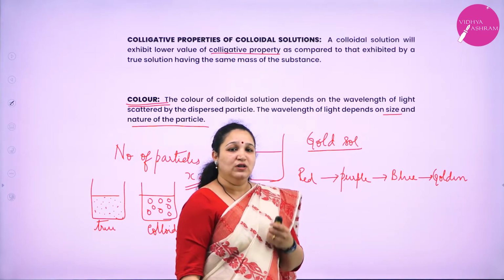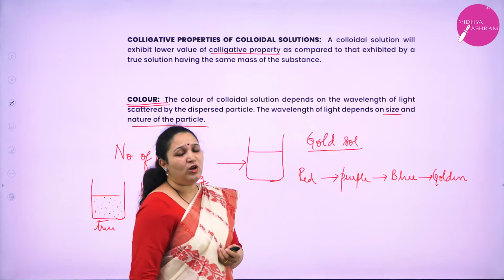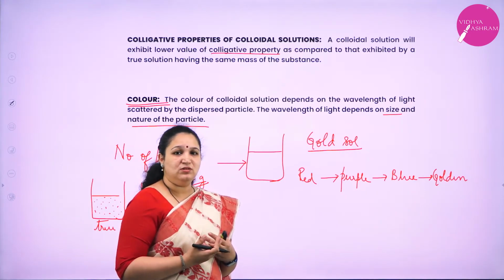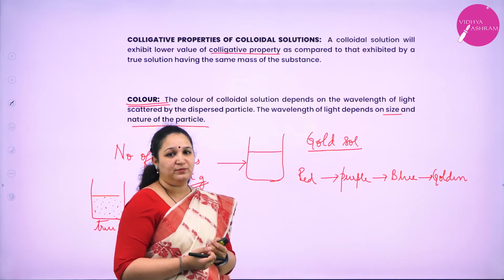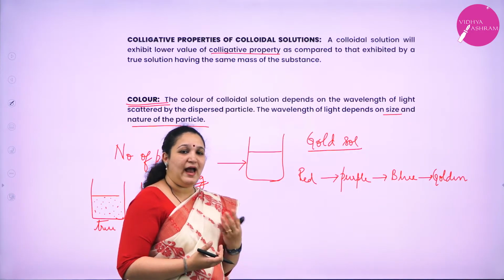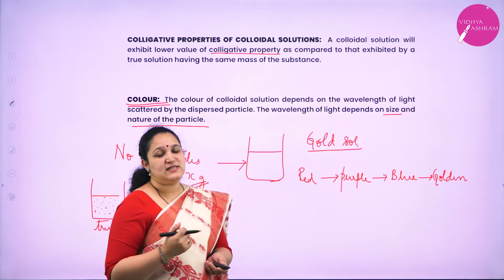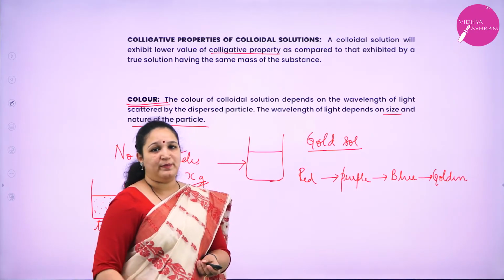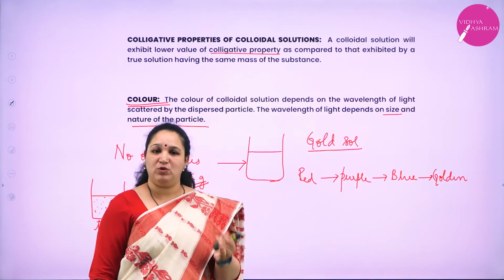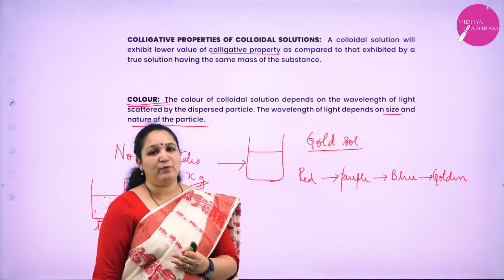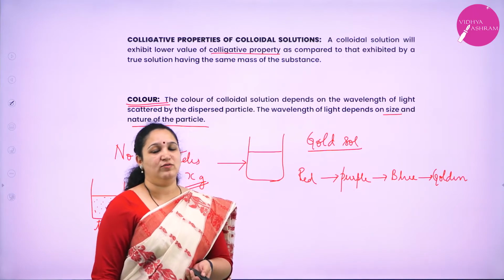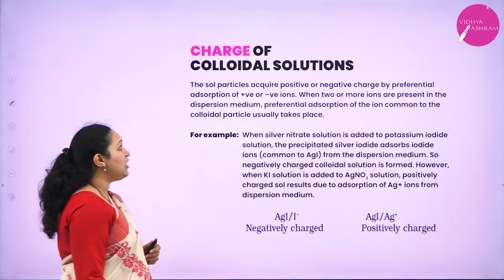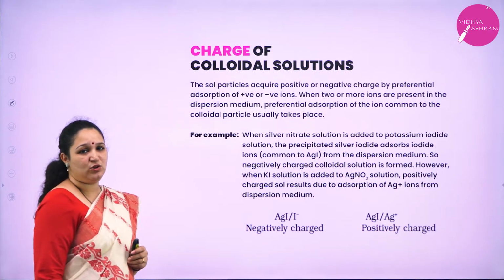So this is how the color of the colloidal solution changes, depending on how the observer is viewing it and also on the size of the particle. We have completed four properties: Tyndall effect, Brownian movement, colligative property, and color of the colloidal solution. Next is the charge of the colloidal solution.